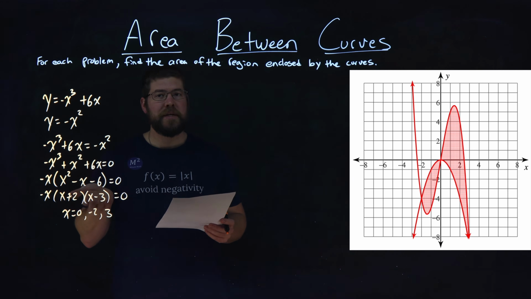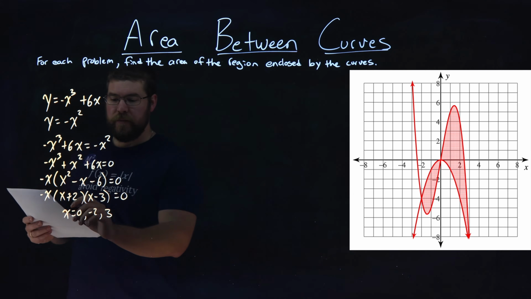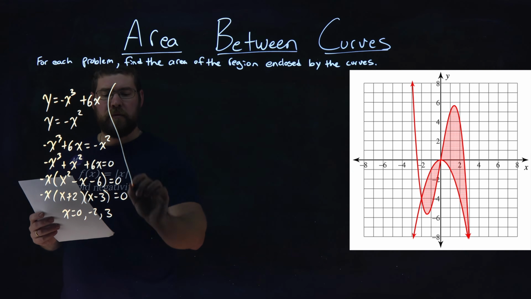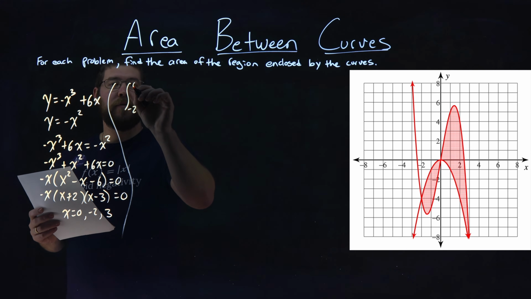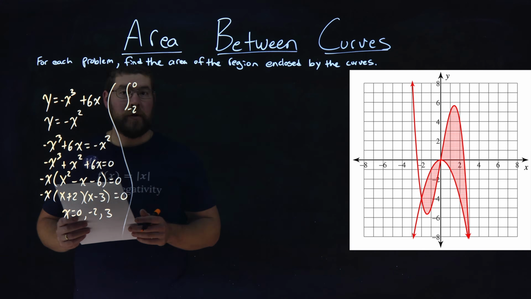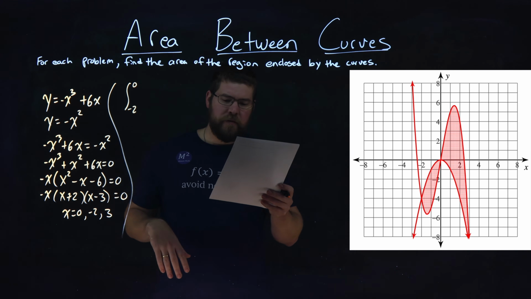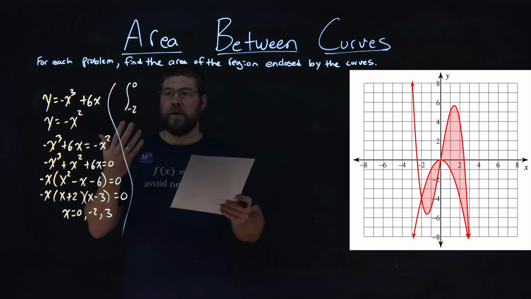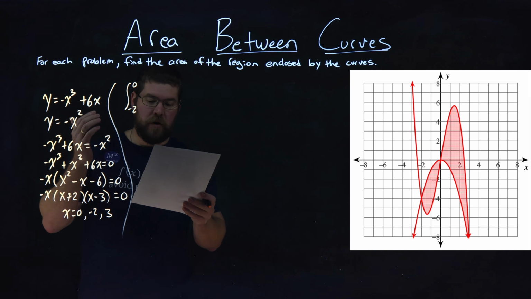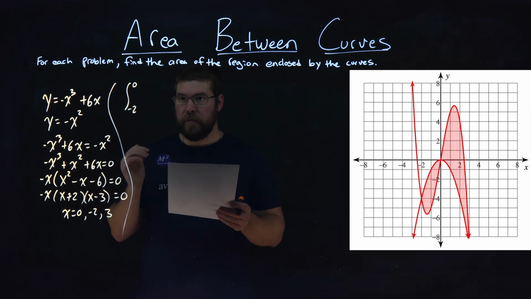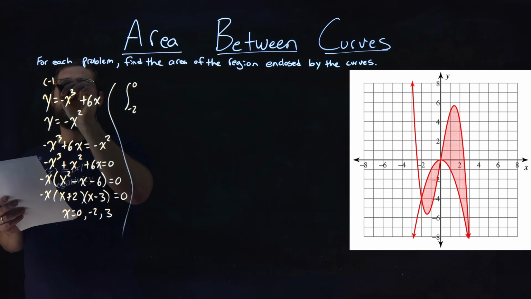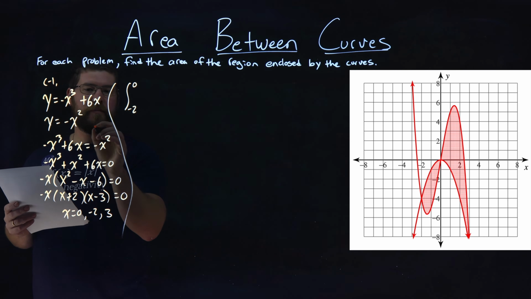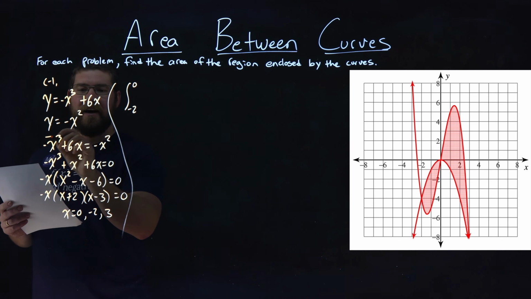So we're going to have two integrals here to deal with. Our integrals will be from negative 2 to 0, and then from 0 to 3. So let's deal with the first one, negative 2 to 0. We want to see which equation is on top, which one's on bottom within that interval. Between that interval, I picked an x value of negative 1 for each one.